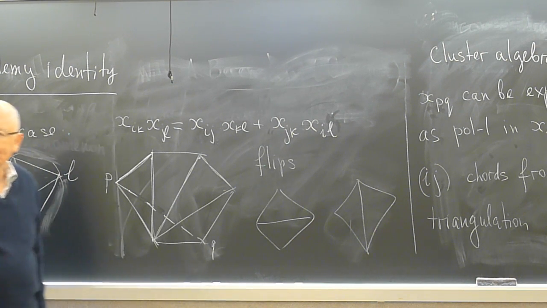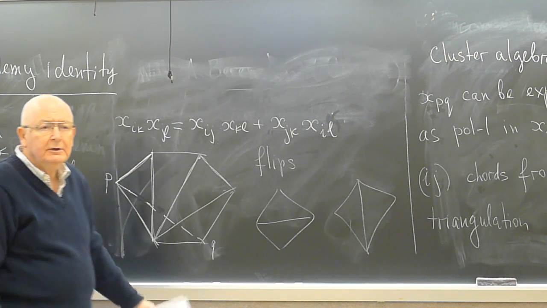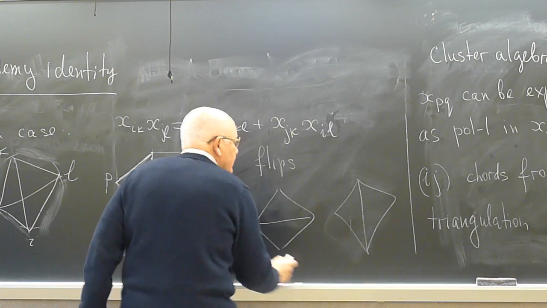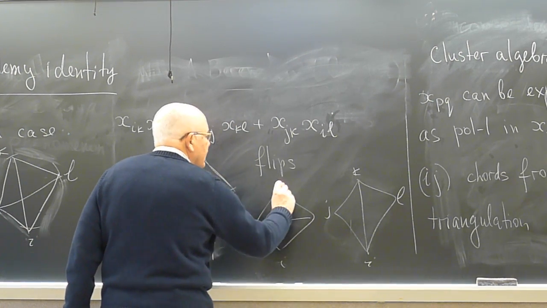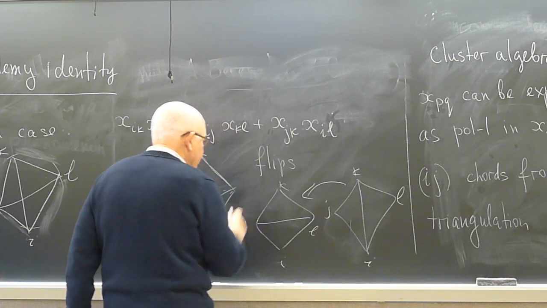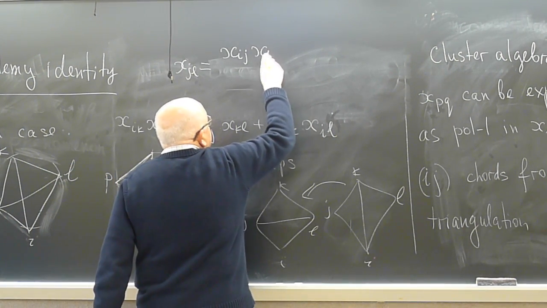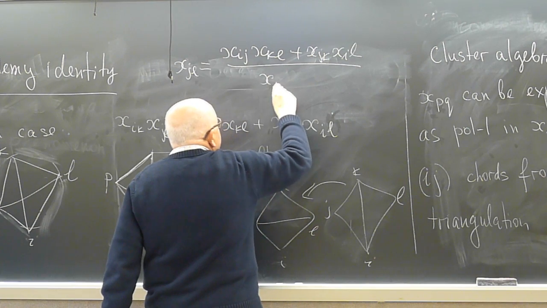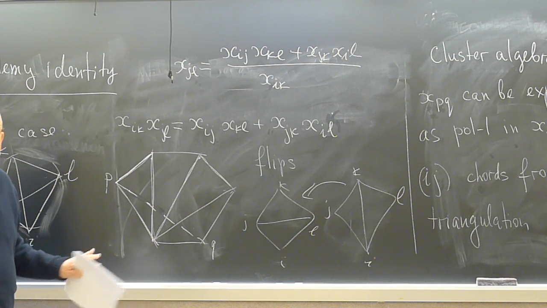So you have given a triangulation of the polygon, and that corresponds to these variables x_ij. And the question is, can you write any of the other diagonals as a Laurent polynomial? For example, when you have this I, J, K, L, and you go here, X_JL will be X_IJ X_KL plus X_JK X_IL, and this you have to divide by X_IK. So you're assuming that in every quadrilateral you have this Ptolemy identity, in every quadrilateral that you ever encounter.